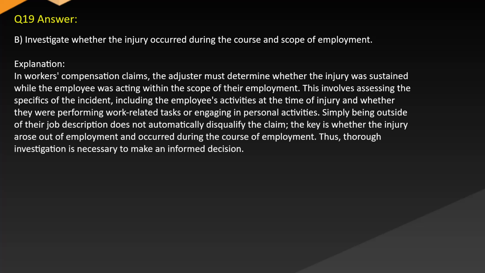Answer B. Investigate whether the injury occurred during the course and scope of employment. Explanation. In workers' compensation claims, the adjuster must determine whether the injury was sustained while the employee was acting within the scope of their employment. This involves assessing the specifics of the incident, including the employee's activities at the time of injury and whether they were performing work-related tasks or engaging in personal activities.